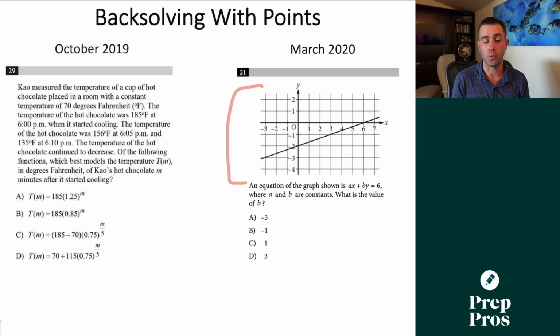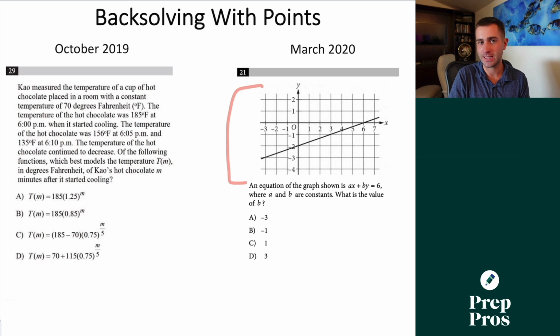The temperature was 156 at 6:05 p.m. and 135 at 6:10 p.m. The temperature of the hot chocolate continued to decrease. Of the following functions, which best models the temperature Tm in degrees Fahrenheit of Cal's hot chocolate m minutes after it started cooling? Well, now we can pull out 3 points.